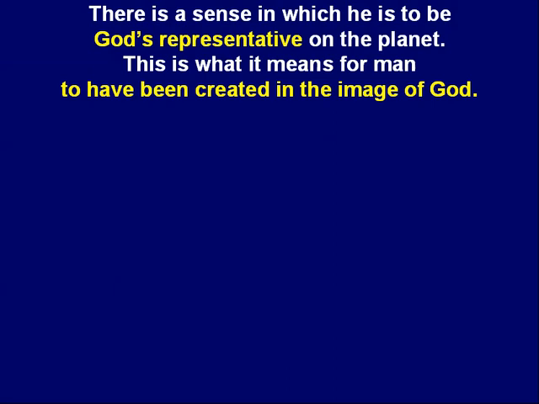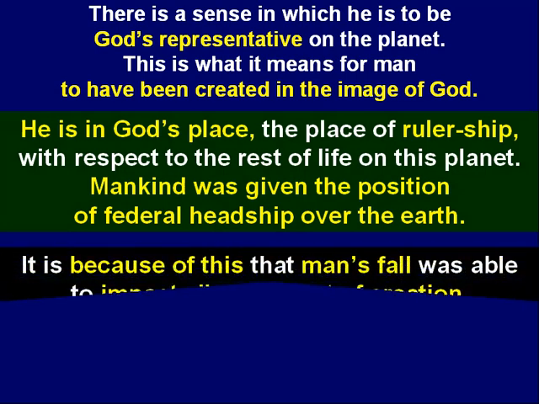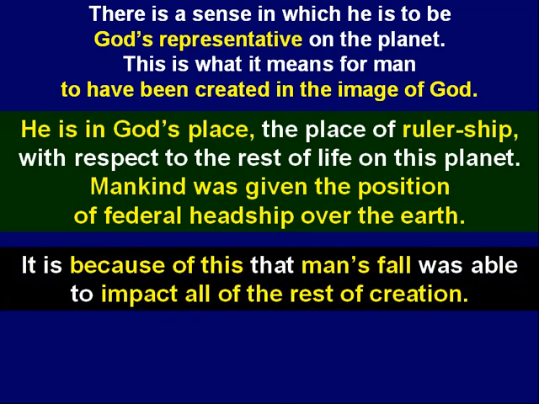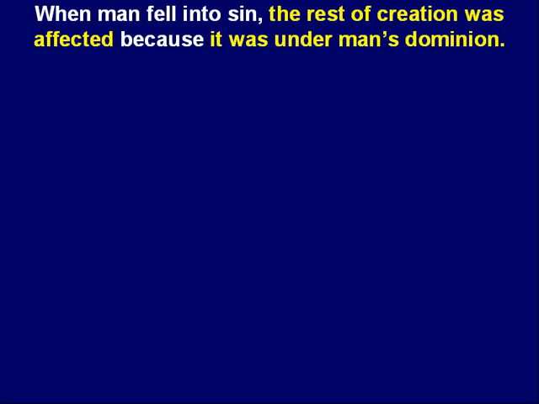There's a sense in which he is to be God's representative on the planet. This is what it means for man to have been created in the image of God. He is in God's place, the place of rulership with respect to the rest of life on this planet. Mankind was given the position of federal headship over the earth. The earth was to be under his stewardship. It is because of this that man's fall was able to impact all the rest of the creation. When man fell in sin, the rest of creation was affected because it was under man's dominion.